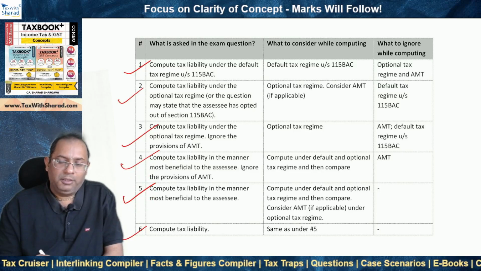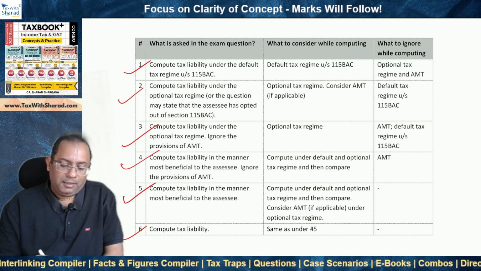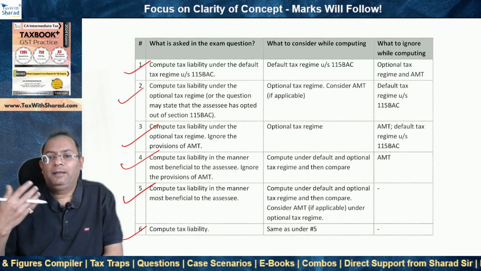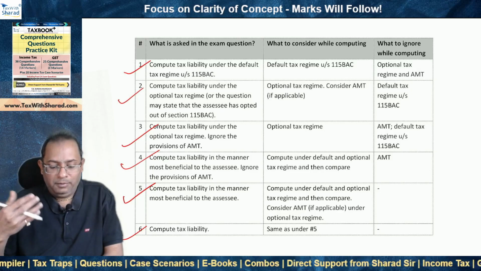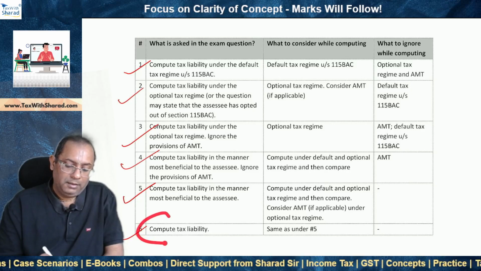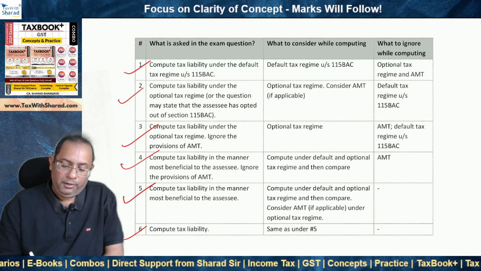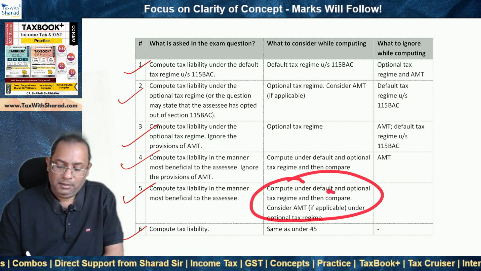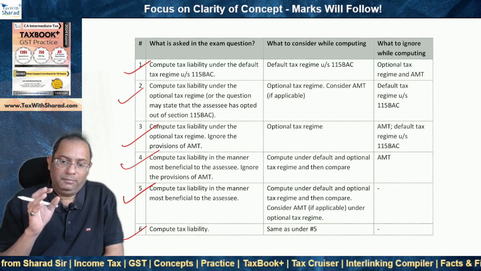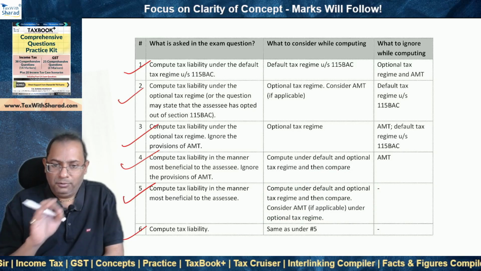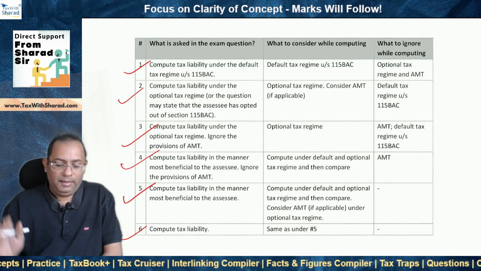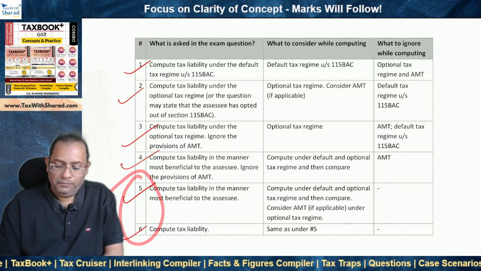Because whether or not the question specifically mentions you to compute tax liability in the manner most beneficial to the assessee, it is understood that you need to make the computation in the manner most beneficial to the assessee, even if it is not specifically so mentioned in the question. So if it is given that compute tax liability, you need to make computation under both the tax regimes and then make a comparison, and whatever is more beneficial to the assessee, that will be your answer, and you will need to support your answer with the appropriate note that this is more beneficial to the assessee. Okay, so basically number 5 and 6 approach is the same.